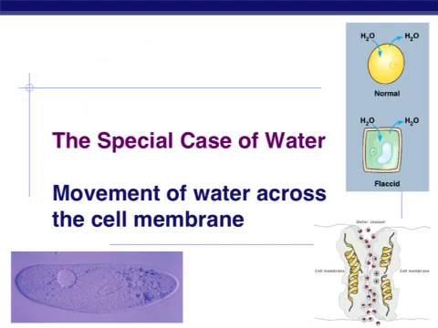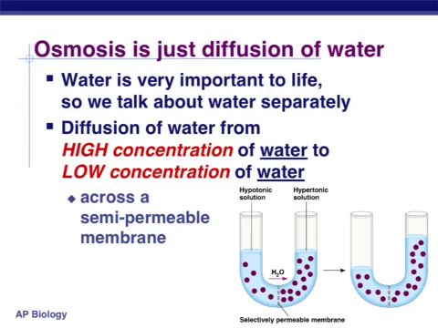All right, so we know that water is special. Let's talk about how water moves across a cell membrane, because it's not very clear-cut. At least it's not always clear-cut. So like I said before, osmosis is just a diffusion of water. And we're still going to go from high concentration to low concentration, but it's going to happen across a semi-permeable membrane. So just like our cell membrane.